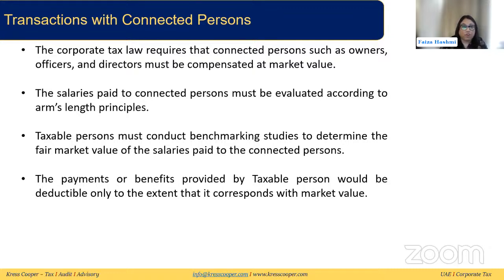They will see the size of your company and the job description, and then benchmark it against different companies of the same region, the same size, and the same profession, and then take out a benchmark salary, you can say a range. In that range you need to ensure that the salary paid to the connected persons of the company is falling. So the payment of benefit provided to a taxable person is deductible, but only to the extent that it corresponds with the market value. So that much would be allowable in the law.